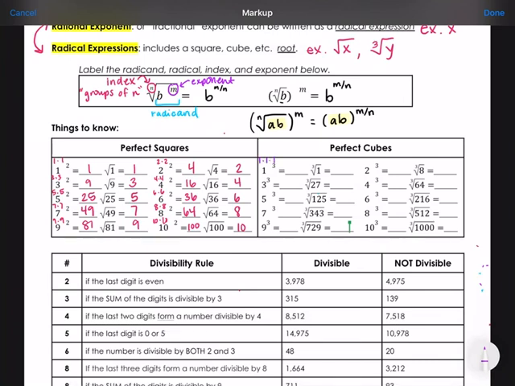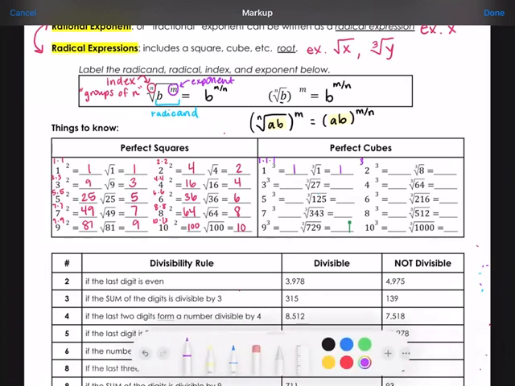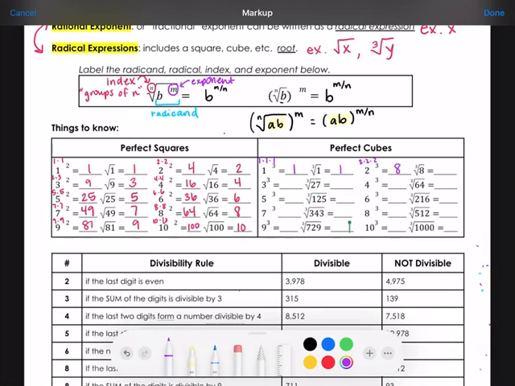It's the same idea, but if I have 1 cubed, that's 1 times 1 times 1, which still equals 1. So the cube root of 1 is 1. 2 cubed, sorry, that's a 3. That gives me 2 times 2 times 2, which equals 8. So the cube root of 8 is 2. 3 cubed, that's 3 times 3 times 3, which equals 27. So the cube root of 27 is 3.